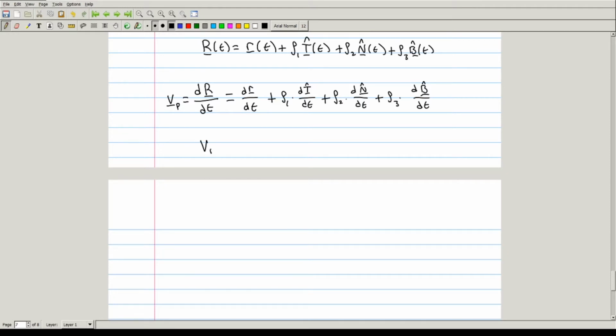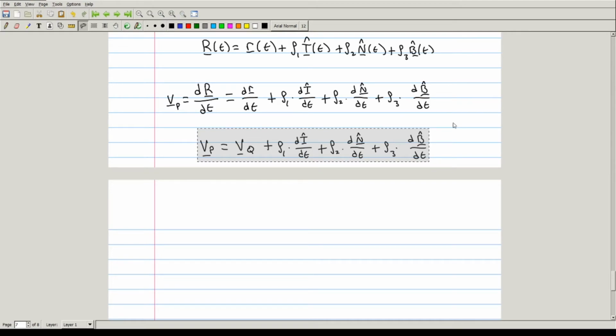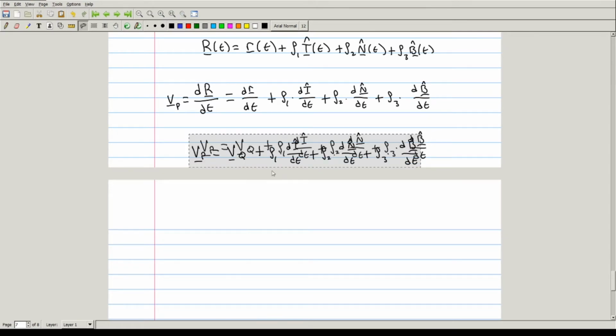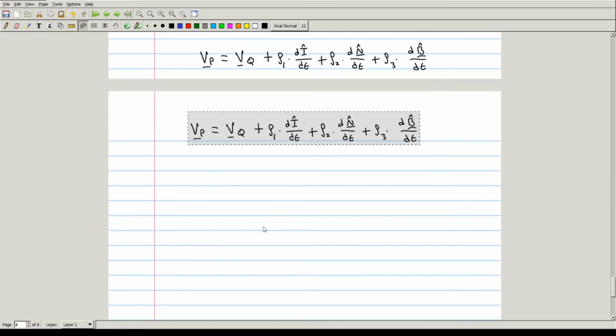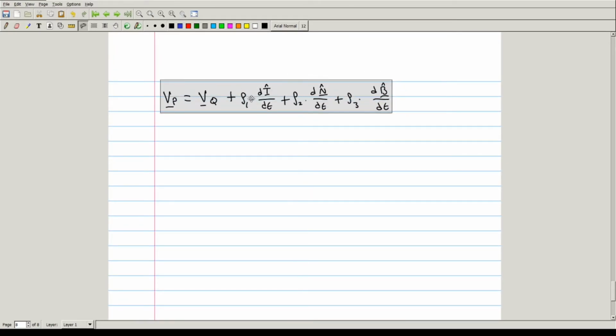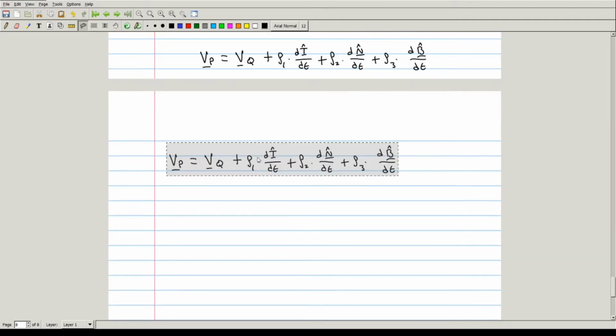Or the velocity of the point P is equal to the velocity of the point Q plus this entire sum right here. And recall that we have our Frenet-Serret formulas that we can use, but those Frenet-Serret formulas are all relative to the derivative with respect to arc length, not with respect to some parameter time or any other parameter. So we have to be a little bit clever here.